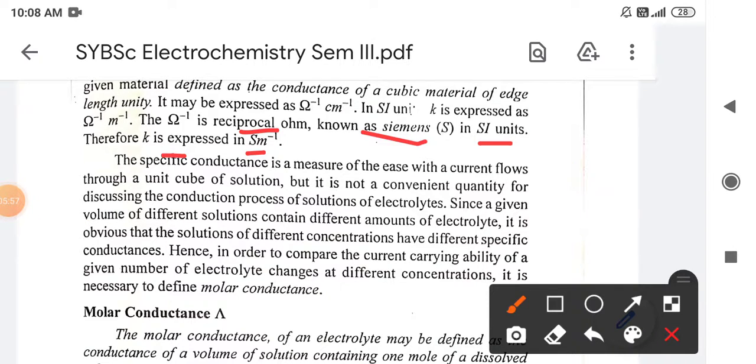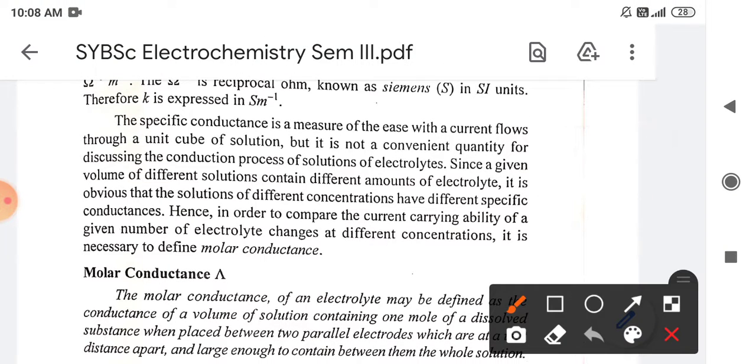so specific conductance can be measured with the current flowing through a unit cube of the solution, but it is not a convenient quantity for discussing the conduction process of an electrolyte solution, since for a given volume, solutions containing different amounts of electrolytes will obviously have different specific conductance. So we can say that this conductance depends upon the concentration. Hence, in order to compare the current carrying ability of a given electrolyte, the change in concentration also needs to be considered. So that is considered in terms of molar conductance.